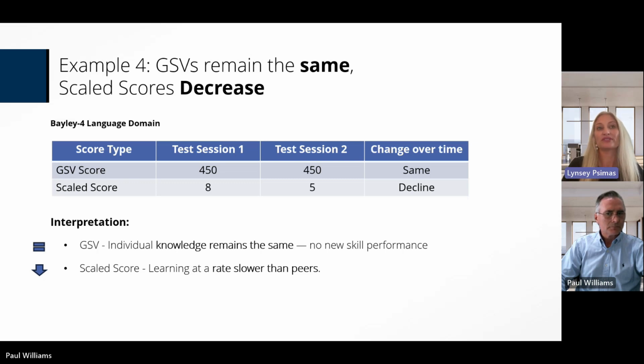So you can see how even though these two different scores are being used, they don't tell the same story. And a GSV can better track how that individual's absolute performance is improving or decreasing without being compared to how other children the same age are performing in the normative sample.